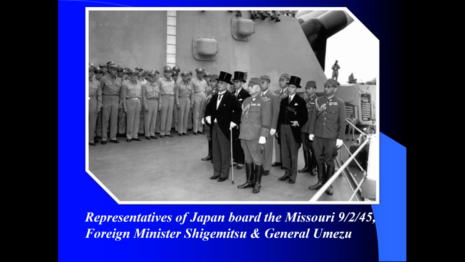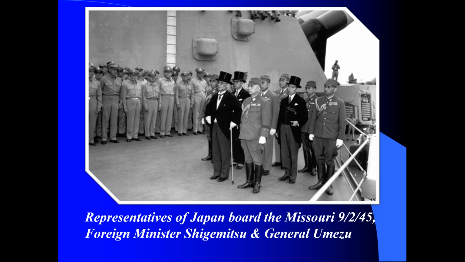The Japanese signed the instrument of surrender aboard the USS Missouri on September 2, 1945. The Japanese Foreign Minister Shigemitsu signed on behalf of Japan. He was convicted of war crimes and sentenced to 7 years imprisonment. He was paroled in 1950 and again served as foreign minister from 1954 to 1956. He died in 1957 at the age of 76.